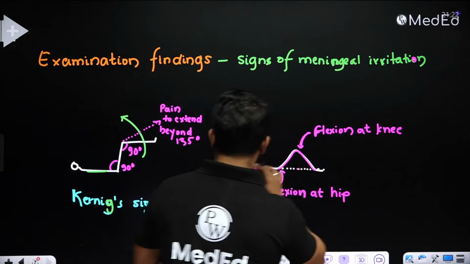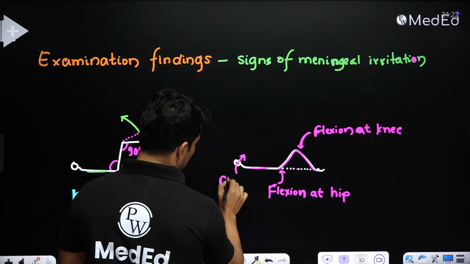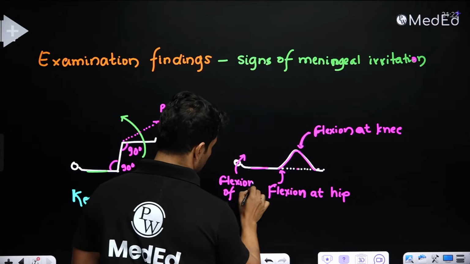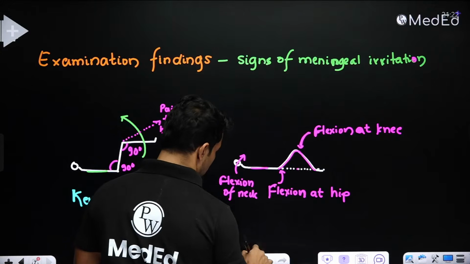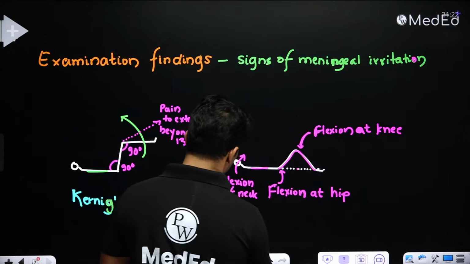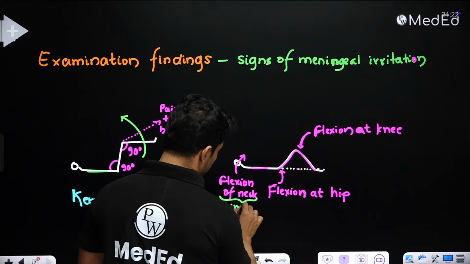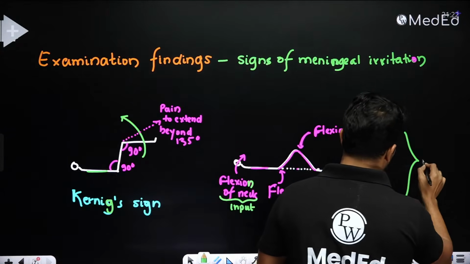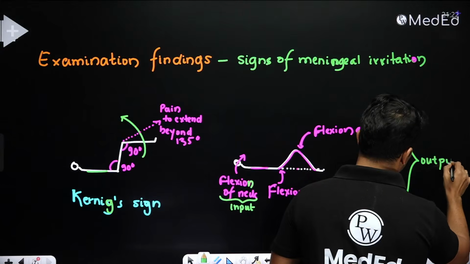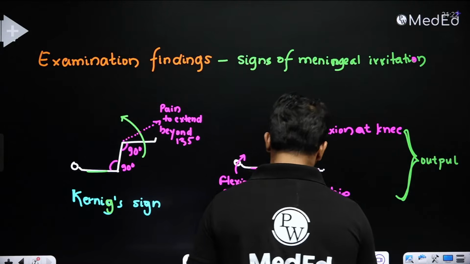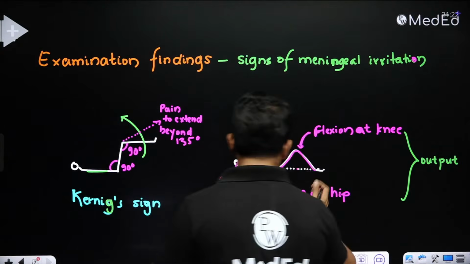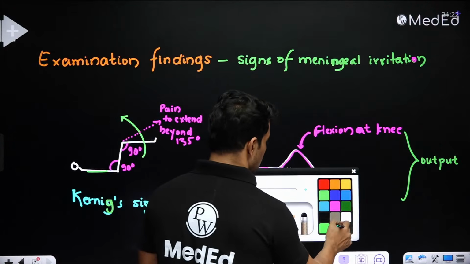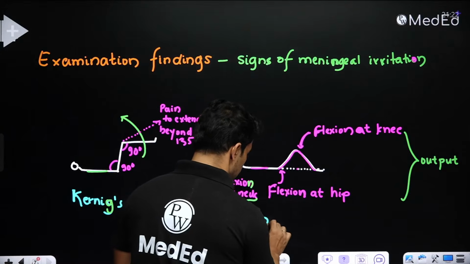So here, what is the input that we gave? The action or input is flexion of the neck, and the output we got is flexion of the hip and knee, because we are stretching the irritated meninges and the patient is trying to counter that. He wants to shorten the meninges. So this sign we are going to call Brudzinski sign.